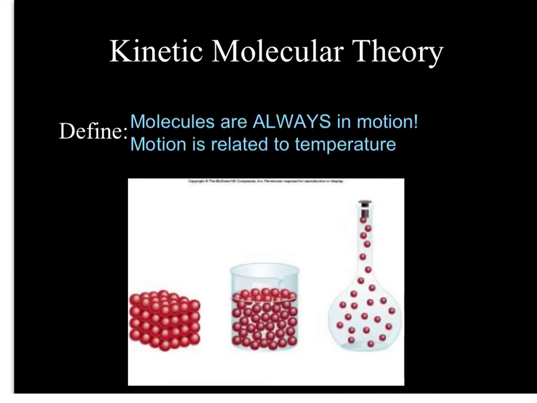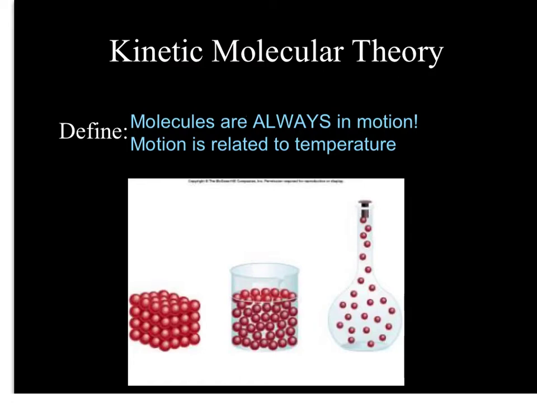So here is the kinetic molecular theory in definition form. By definition, the kinetic molecular theory: kinetic, that's a fancy word for motion, molecular, that is molecules, and theory, that means we've never actually seen this, we're just guessing this actually occurs based upon observations. So molecules are always in motion. Doesn't matter what state of matter they're in, molecules are always moving.